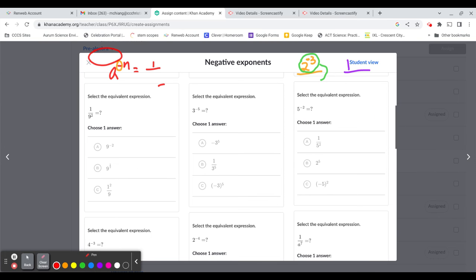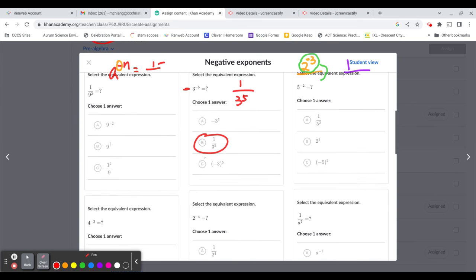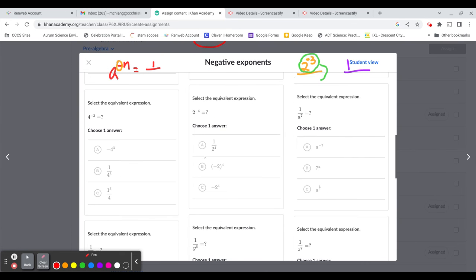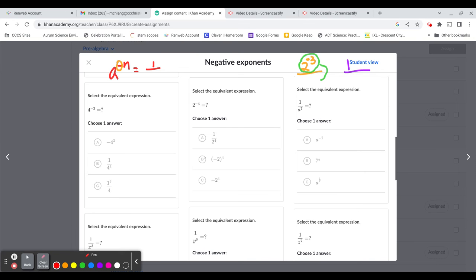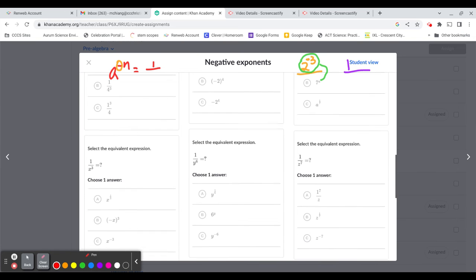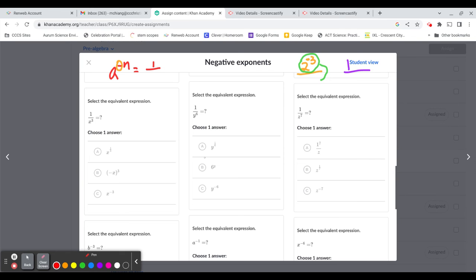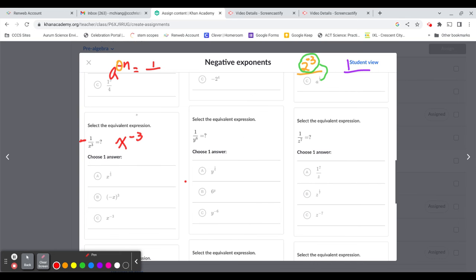And when you have the negative exponent here, 2 to the negative 5 or 3 to the negative 5, then we know it's 1 over 3 to the power 5. So it's B. And when you have a variable, remember variable, treat them just like a number. So 1 over x to the power 3, when you write exponent, it's just x to the power negative 3. It's really straightforward, huh? Let's move on.